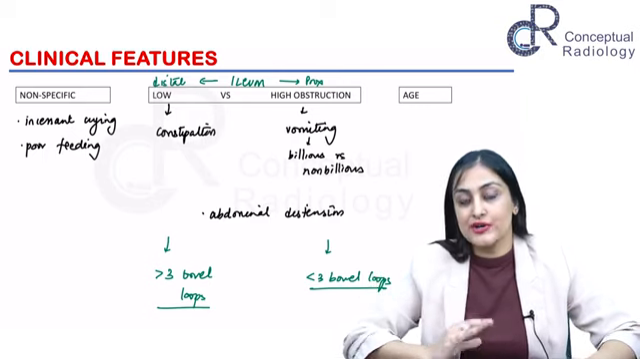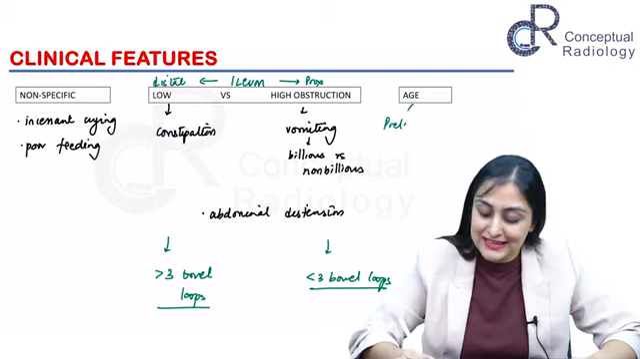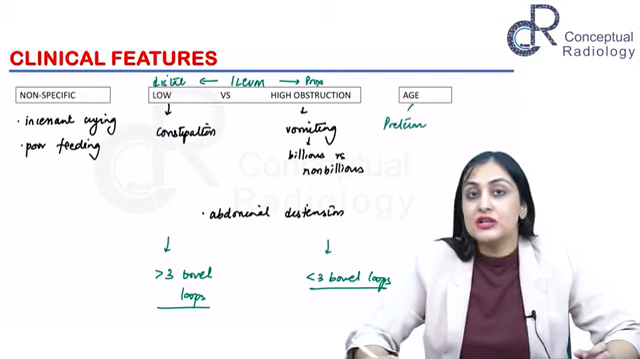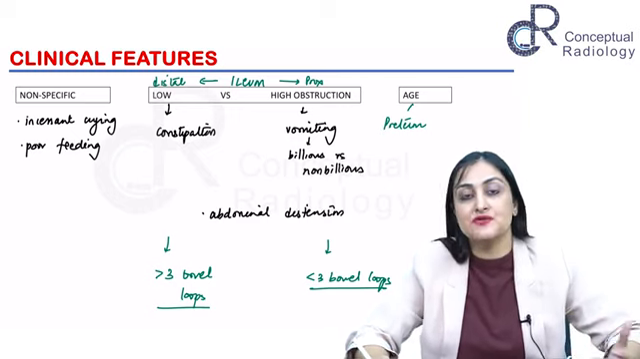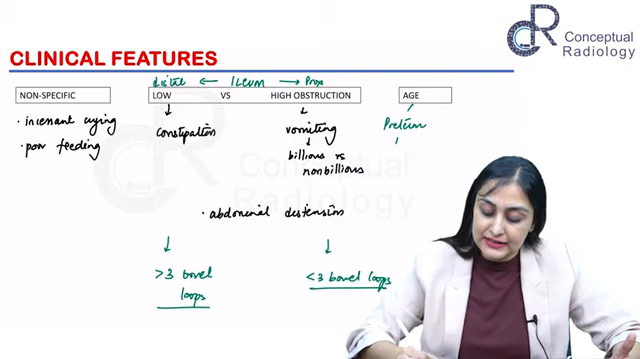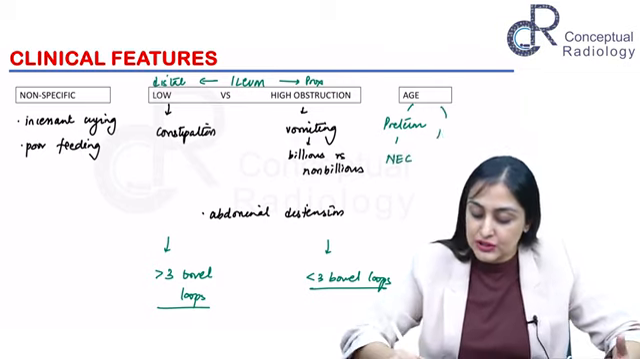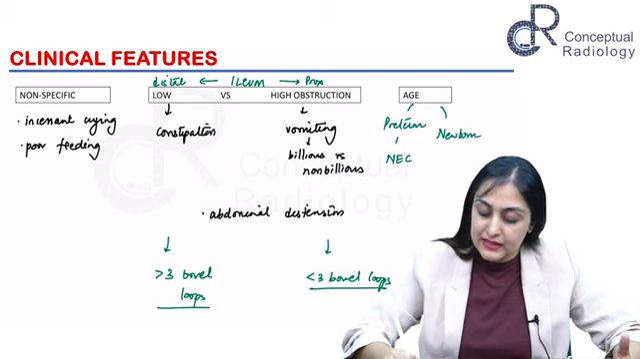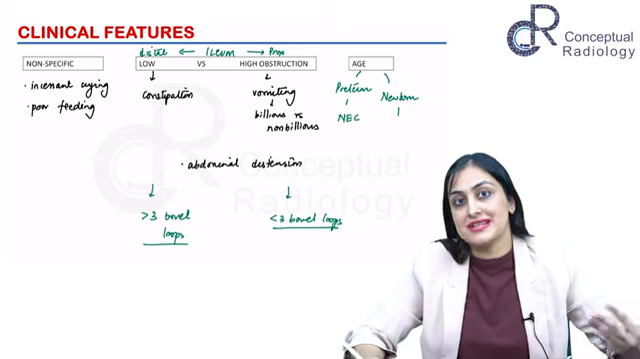Also considering differentials on the basis of age. If you have a preterm baby, particularly if they give you history like low birth weight, if they tell you that the baby is formula fed, you start thinking on the lines of necrotizing enterocolitis. If it's a newborn, right, then if the symptoms are obstructive, you start considering conditions like atresia.